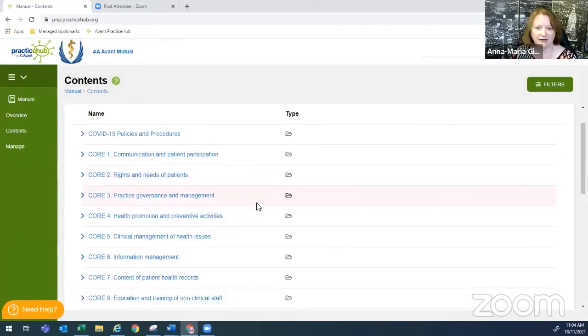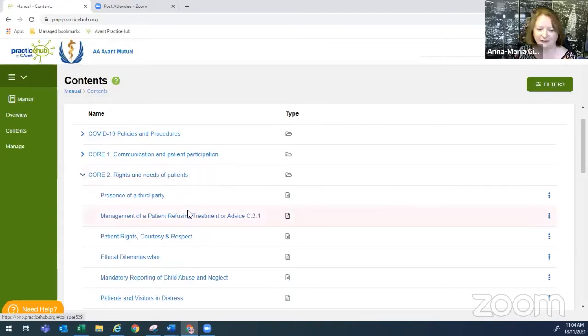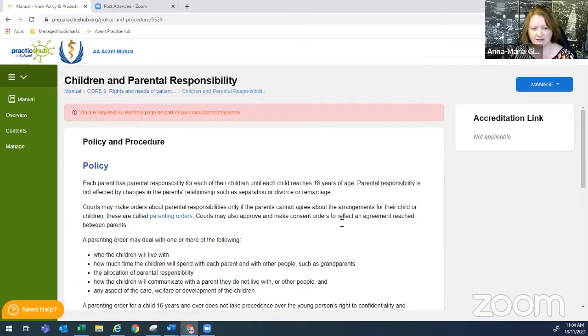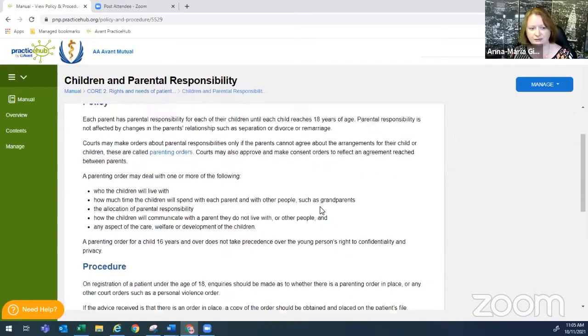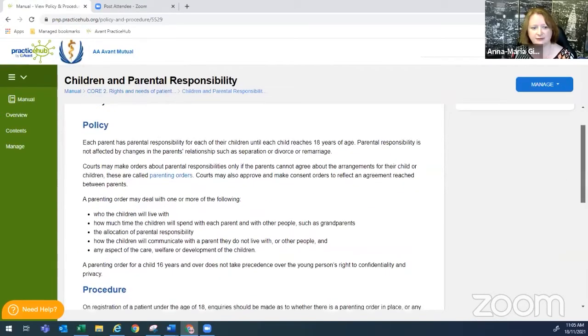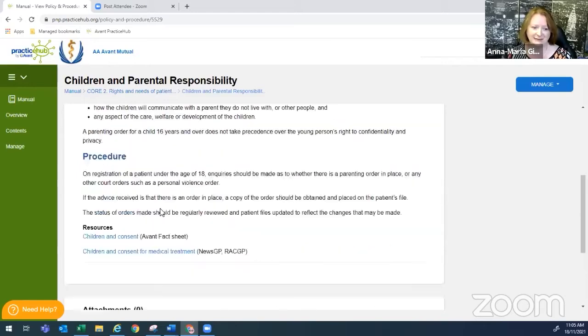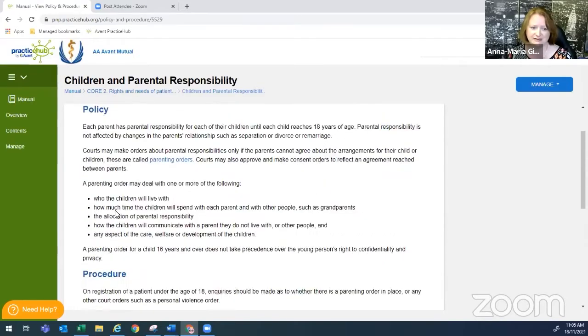Now, our general practice customers or people working in general practice will recognise, I suspect, these headings. They align with the standards for general practice. But regardless of whether or not you're using general practice standards or other standards, you can configure the layout to whatever suits. So our first policy around children and parental responsibility. So as you can see, following my guidelines, we have our policy, we have a procedure, and we have some resources as well.